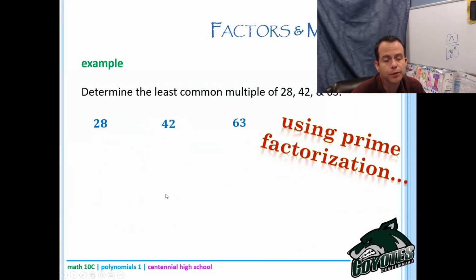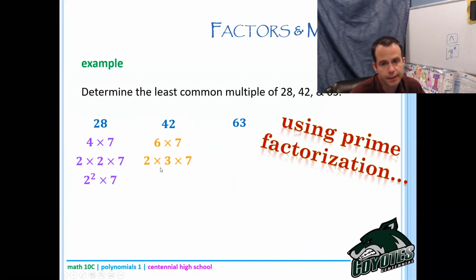The other way, though, is using prime factorization. So I'm going to just quickly do factor trees here and prime factorize these guys. You should pause me to practice that yourself. Okay, so 28 is 4 times 7. 4 is 2 times 2, so I get 2 squared times 7. 42, 6 times 7, and then my 6 breaks down into 2 times 3, and 63 is 9 times 7, and my 9 breaks down to 3 times 3.